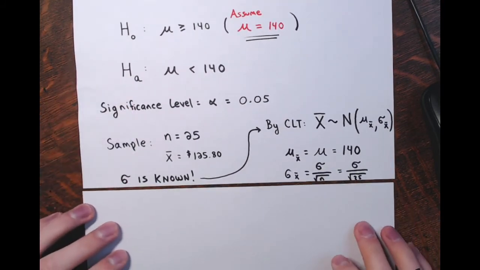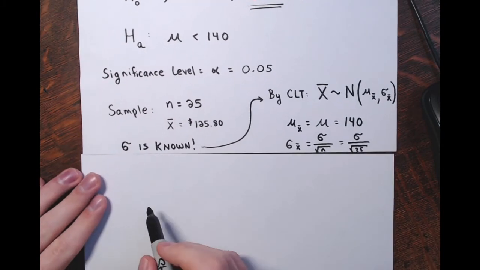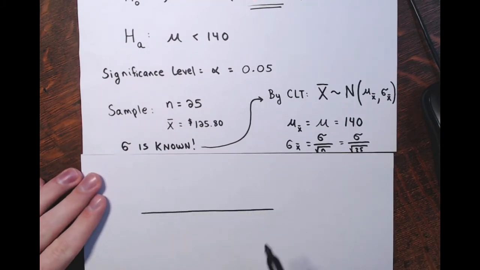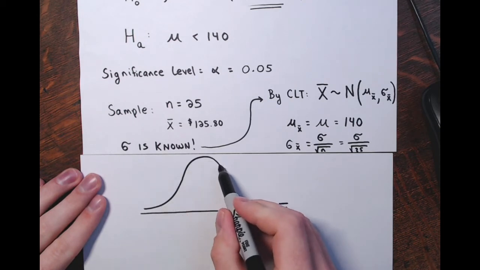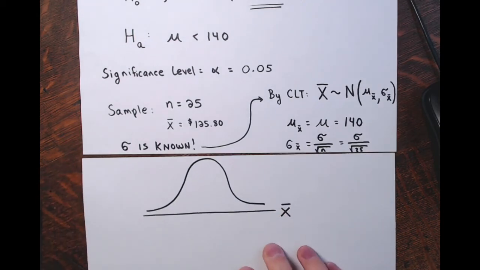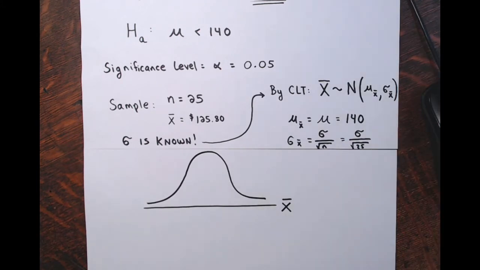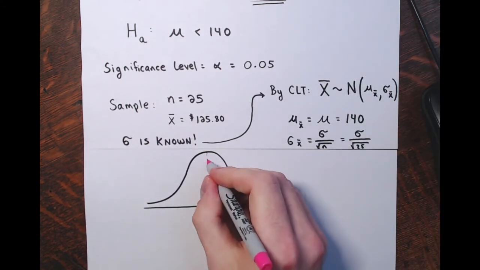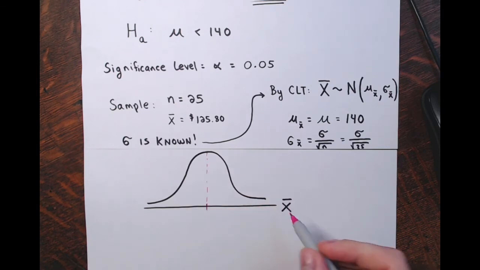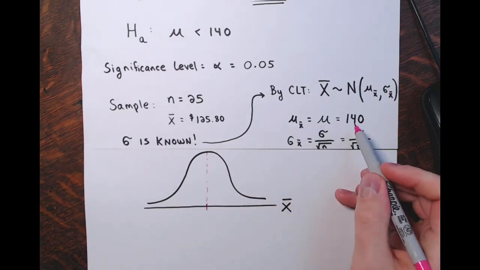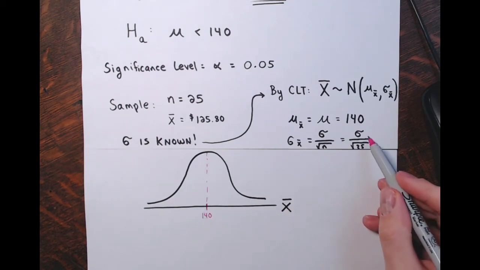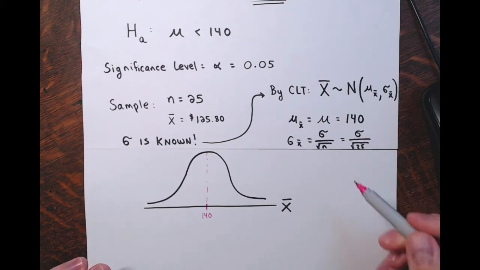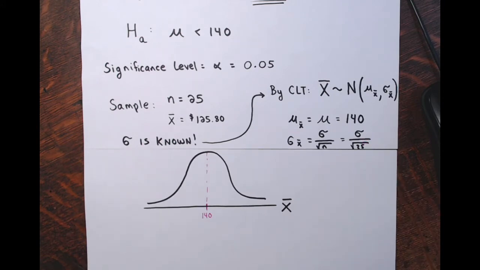All right, so I'll draw a little picture. Here's a number line for different possible values of x bar, for samples of size 25, and we know this is going to be a normal distribution, right? So I draw a little symmetrical bell-shaped curve. And underneath the peak is the mean of all these x bars, which we're assuming from the null hypothesis is 140. And again, we don't know the standard deviation. We're not told it. They just told us the test statistic.